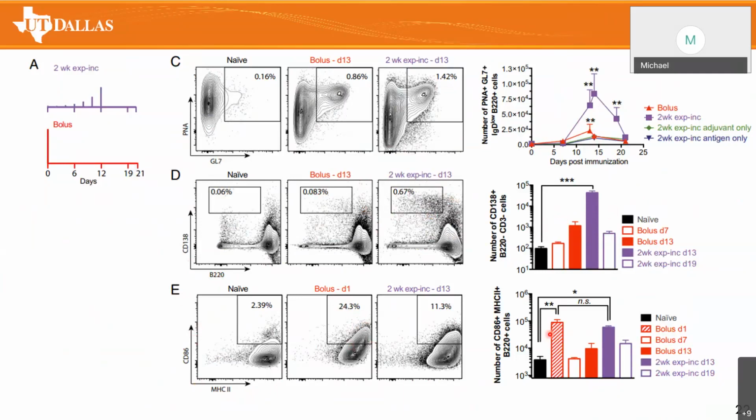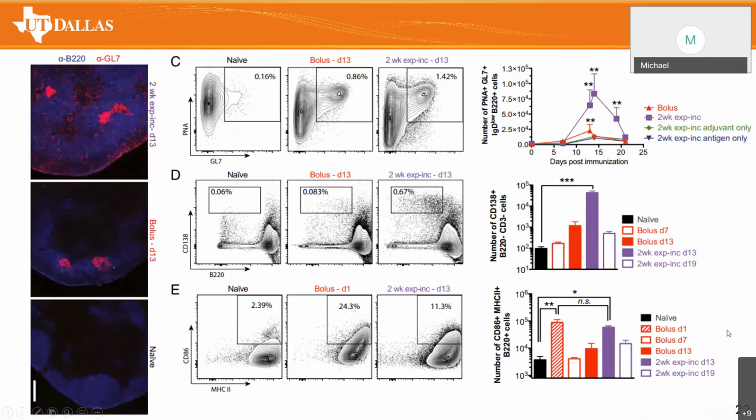And if you look on the right, they actually looked at day 7 and day 13, and they showed that the activated B cells go down, but the 2-week interval has a higher amount of activated B cells by day 13. Then they looked at the lymph node to show the amount of B cells, which are labeled with blue, and then the amount of antigens, and they showed that the antigens are in higher amount in the lymph node for the 2-week interval compared to the bolus shot.